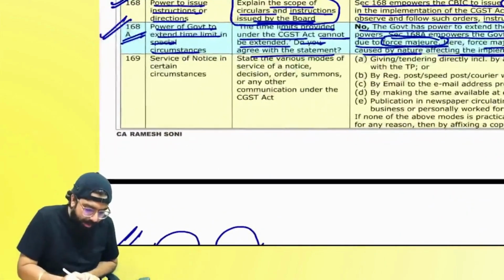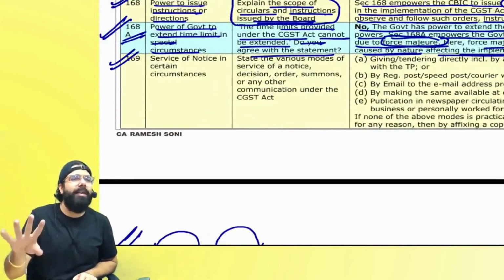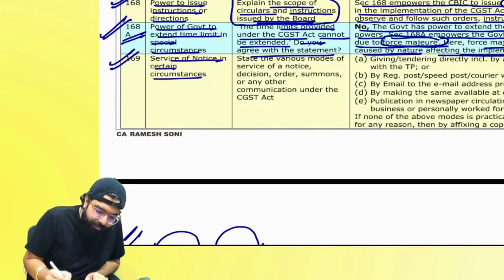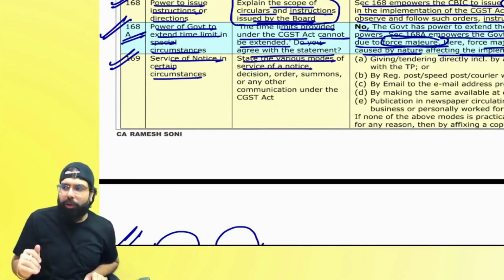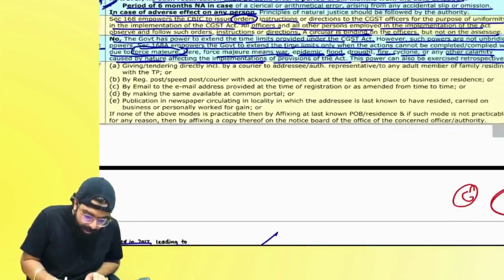Next, everyone, is service of notice. Whenever they have to give you any notice, demand, summons, etc., where should they send it? It says service of notice in certain circumstances. State the various modes of service of notice. How will they send you the notice, decision, order, summons or any other communication? It says giving or tendering directly, including by courier, to the addressee. They can send it directly by courier. If they have to send you a show cause notice, summons or order, how will they send it?